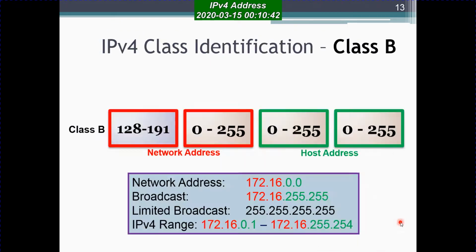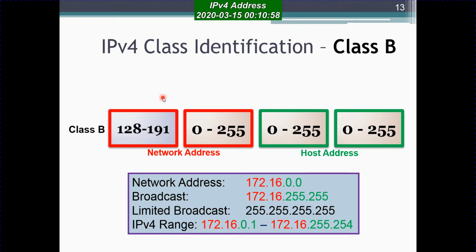So this is the number of hosts that can exist in a class A IP address. Same story with class B. How do you recognize that an IP address belongs to class B? Just look at the leftmost byte. If the value here is between 128 and 191, automatically this is a class B IP address.